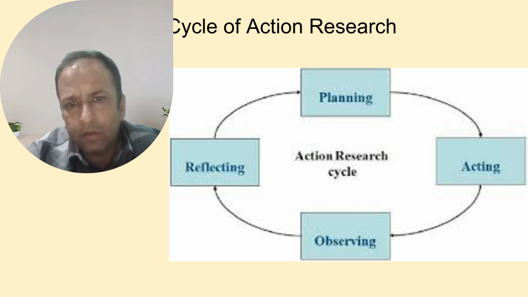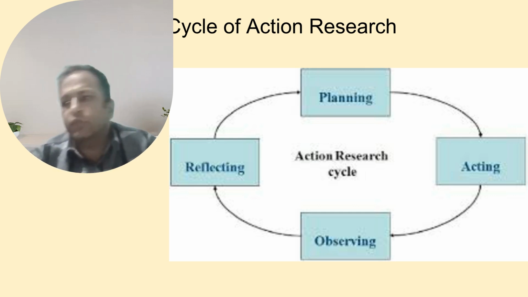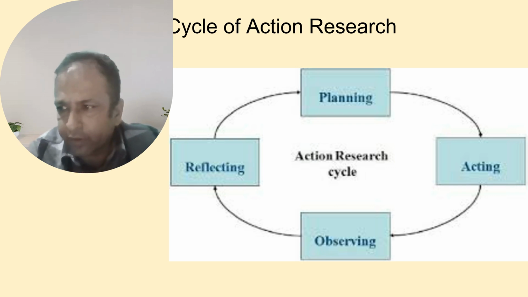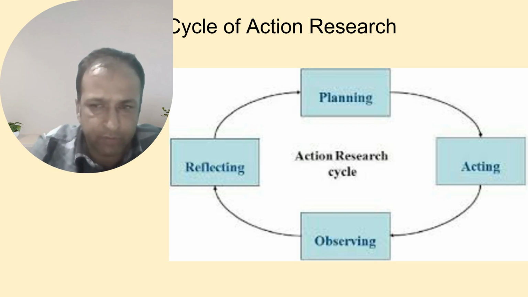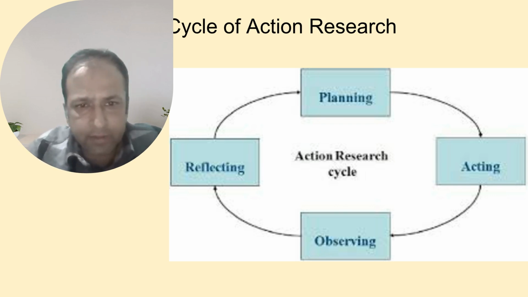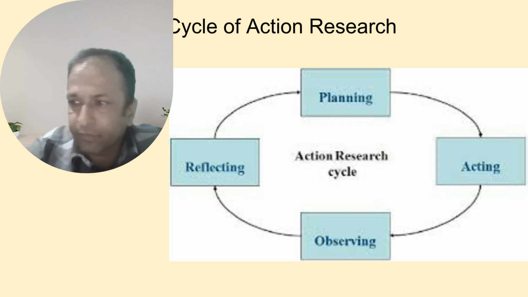Action research is completed in four stages. The first one is plan. Here, a problem is identified and a plan is prepared to find the solution of that problem. After that, another step is action. Act. Here, the plan is implemented.